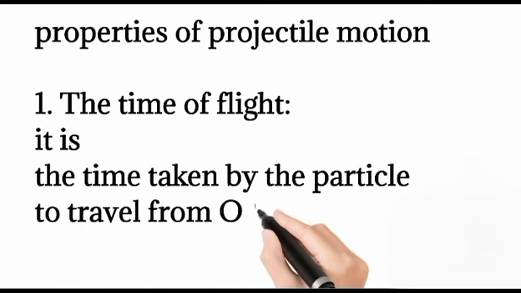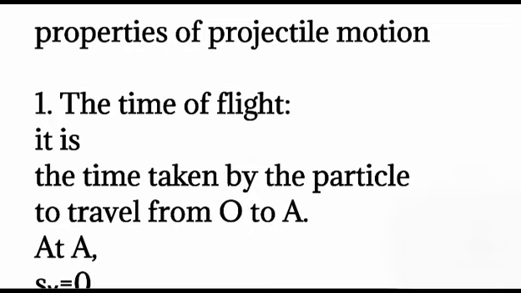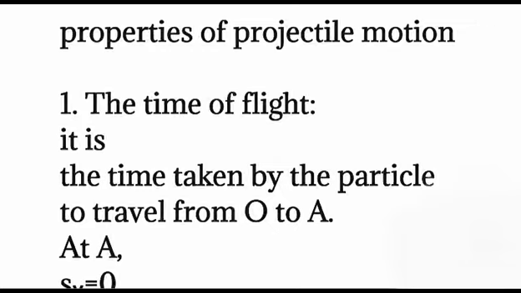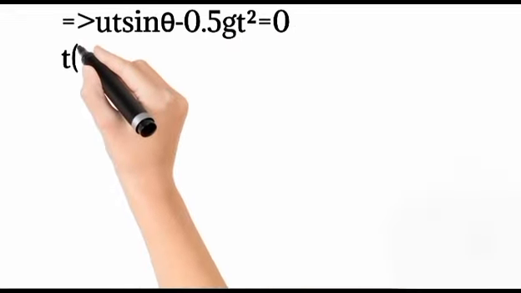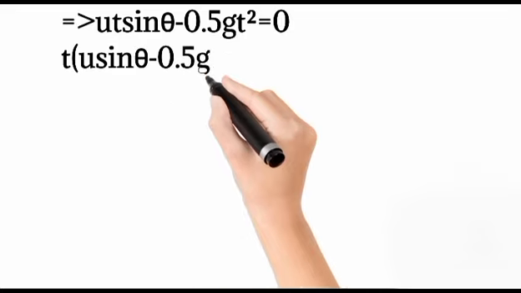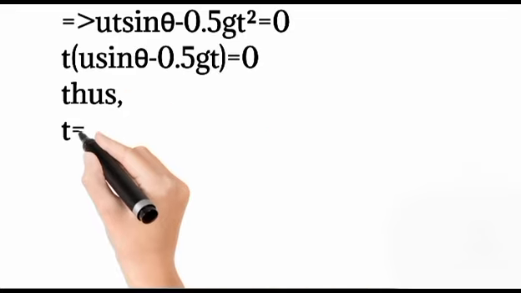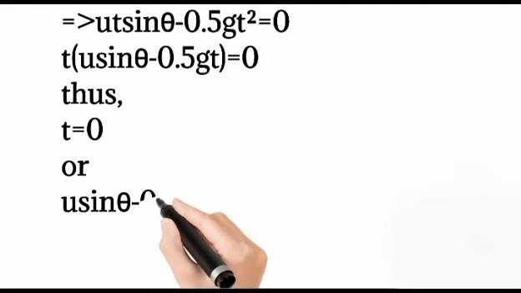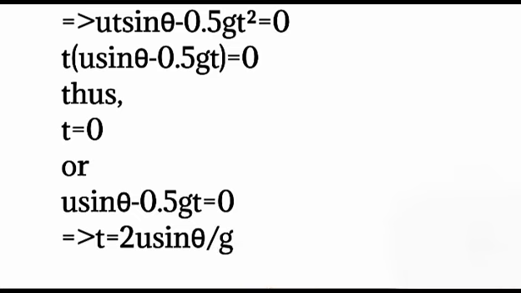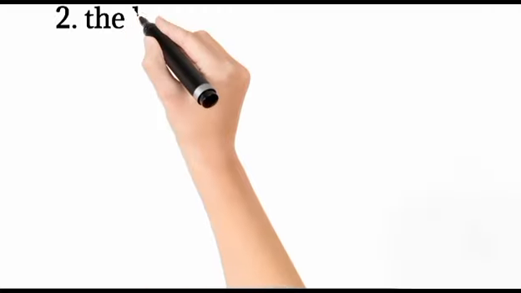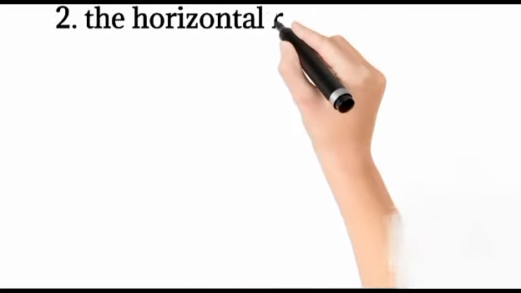The very first being the time of flight, which is the time taken by the particle to travel from O to A. At A, Sy equals 0, implying ut sin theta minus half gt squared equals 0. When you factor out t in the bracket, you have u sin theta minus half gt equals 0. Thus, t equals 0 or u sin theta minus half gt equals 0, giving the total time of flight as 2u sin theta all on g.